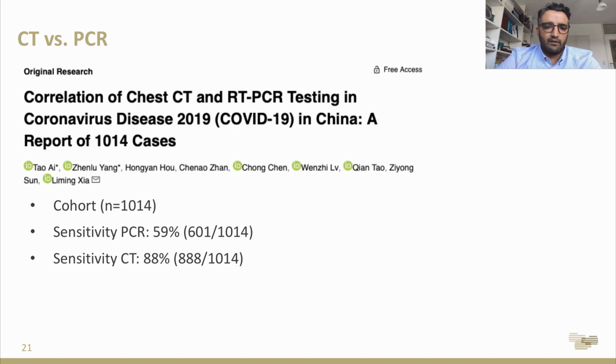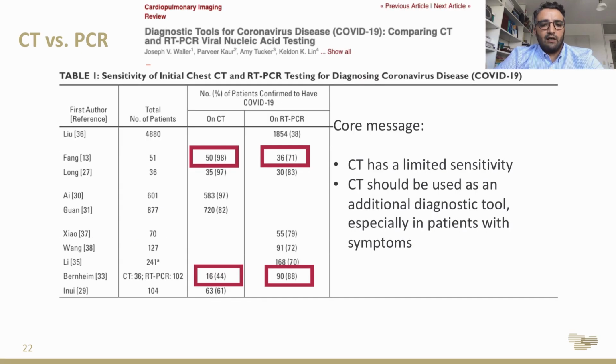Here's one of the earliest papers. They had a large cohort from China, over 1,000 cases, and you see the sensitivity of CT is 88%, and the sensitivity of PCR is 59%. Another publication is a review where they compared CT to PCR, and you see the range is different too. Some publications stated 44% sensitivity for CT, others stated 98% sensitivity for CT, and there are ranges for PCR too.